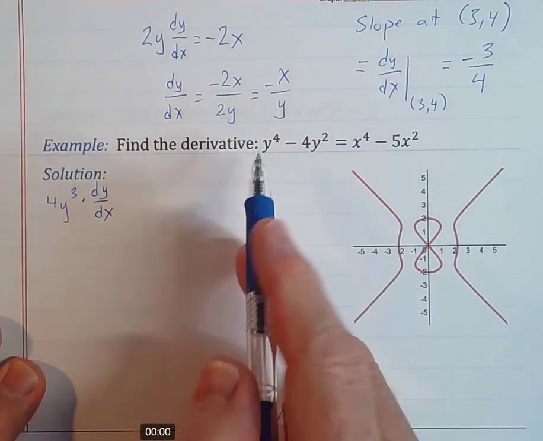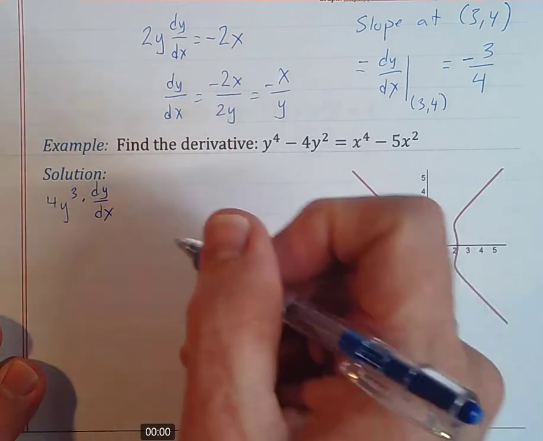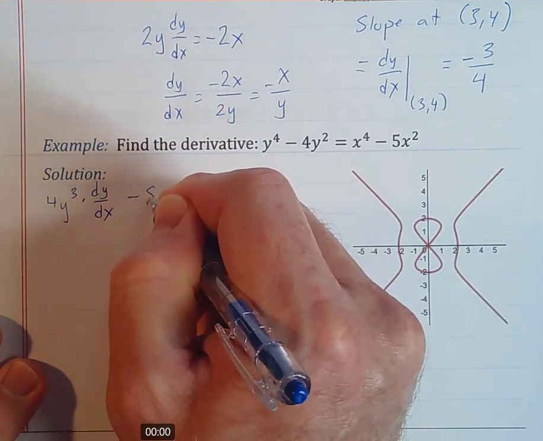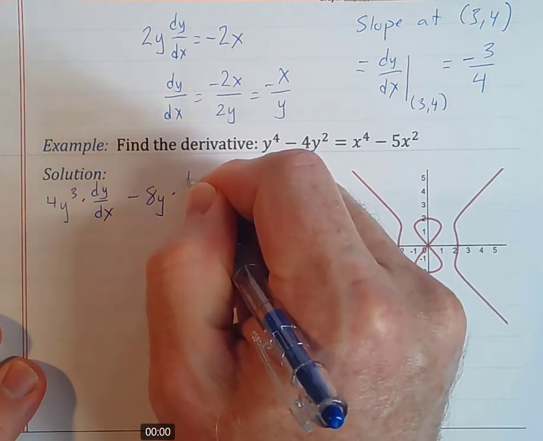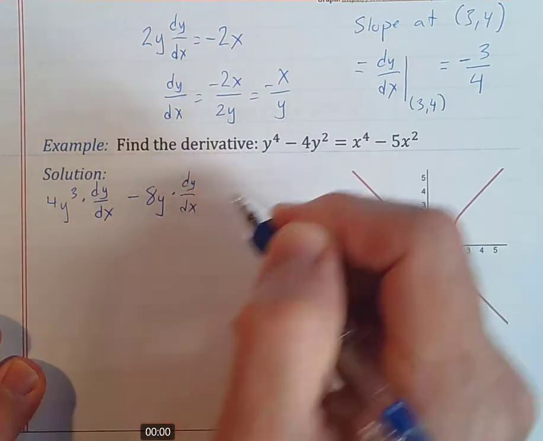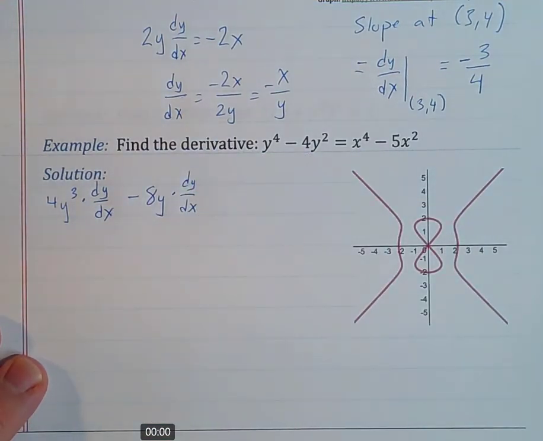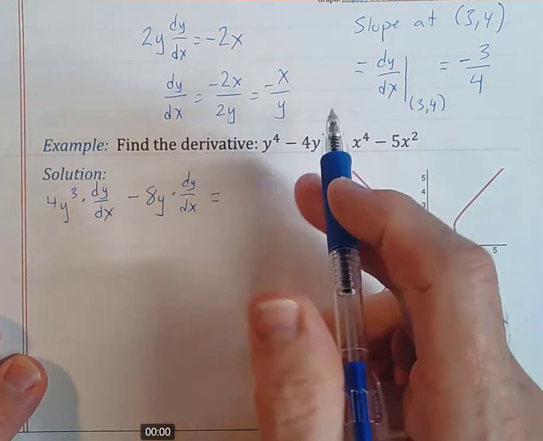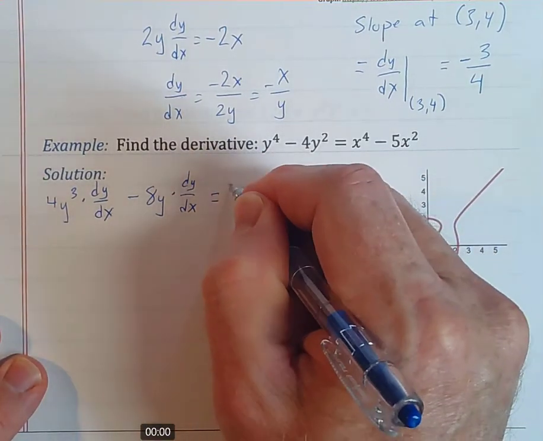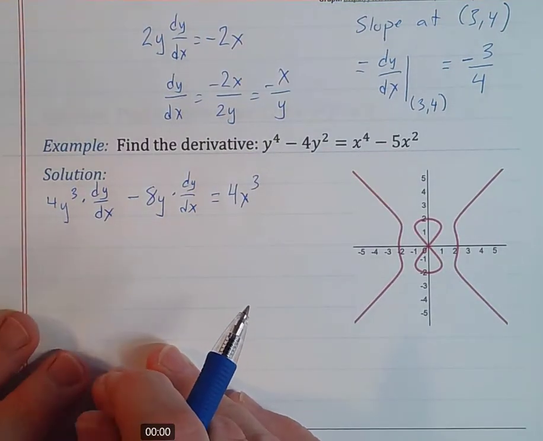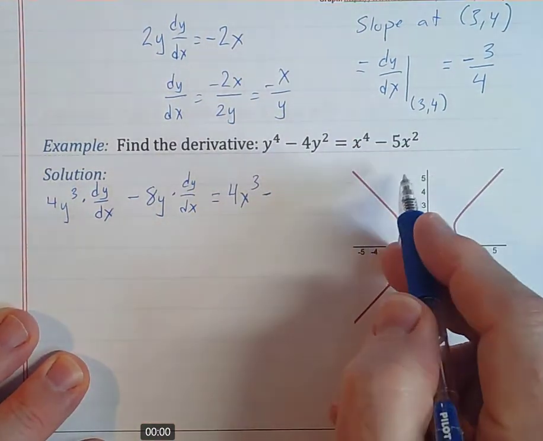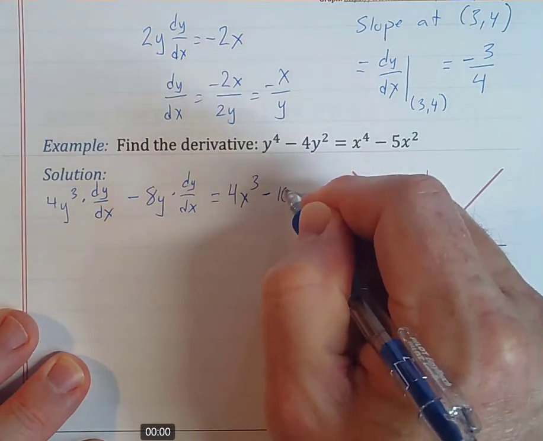With negative 4y squared, I can do that derivative: negative 8y. But because that was a y term, I'm going to multiply by dy/dx. On the right-hand side, the derivative of x to the fourth is pretty straightforward, 4x cubed. And the derivative of 5x squared is going to be 10x.